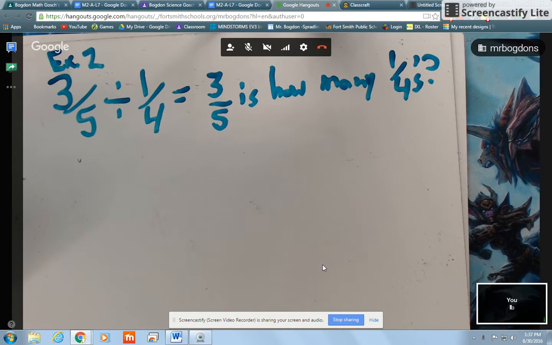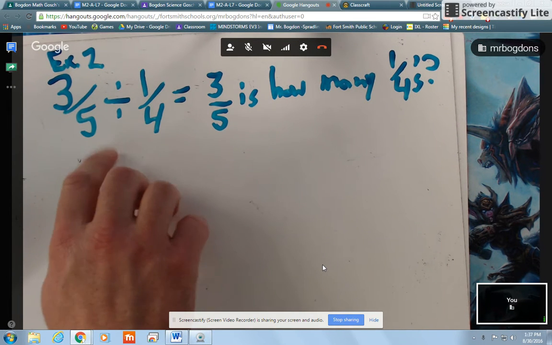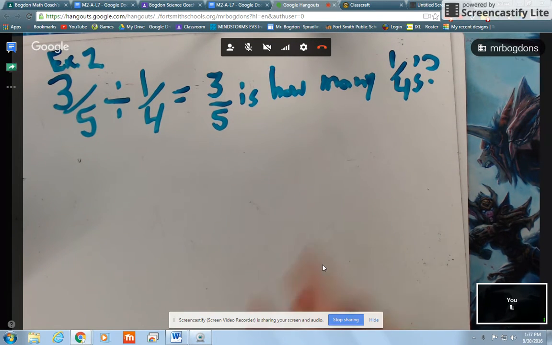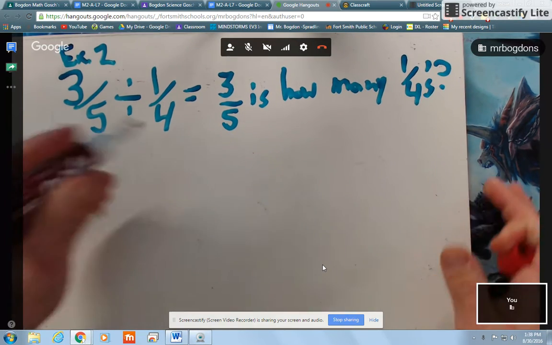All right, example 2, 3/5 divided by 1/4. So I know that I have 3/5. What I need to know is how many fourths I have within that 3/5. So if I have 3/5, I need to model what? Crickets. 3/5. All right, well, I got like 2 people awake. That's good. Not.